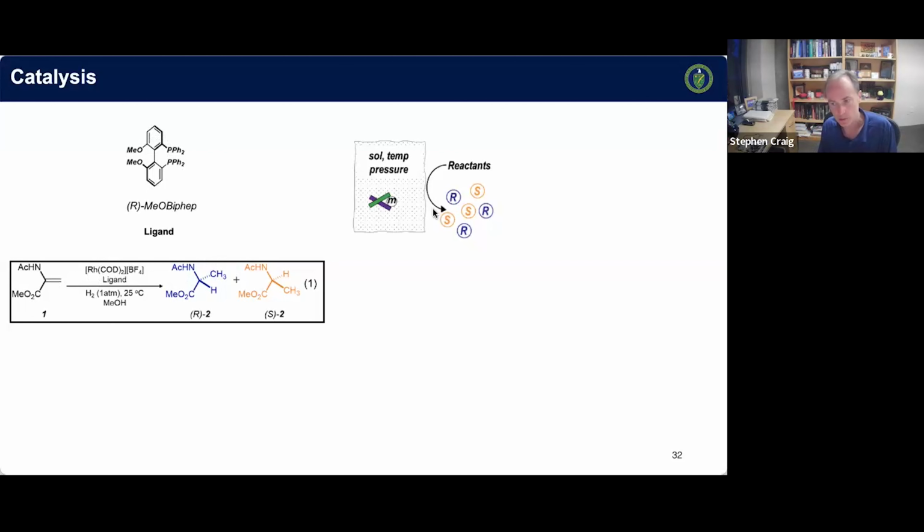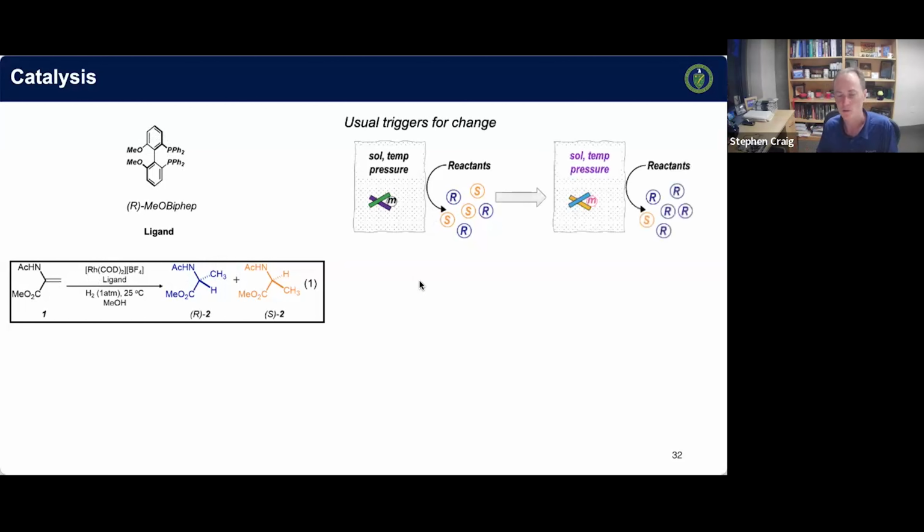And that distribution of products, of course, depends very much on conditions. So if you wanted it to get better, you might change the solvent, the temperature, maybe the pressure, change the shape or structure of the ligand, or even the metal that's involved here. And we can do that to optimize.